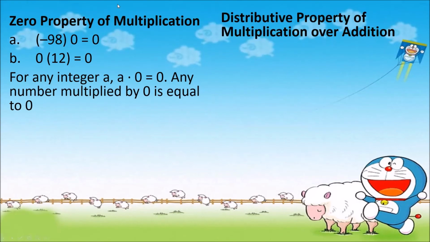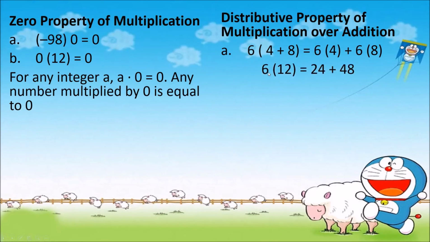Now, the distributive property of multiplication over addition. Example: 6 times the quantity of 4 plus 8 is equal to... pwede nating i-multiply muna, bring down 6, then the sum of 4 plus 8 is 12. Or multiply one by one, 6 times 4 and 6 times 8. And 6 times 4 is 24, and 6 times 8 is 48. Then the product of 6 times 12 is equal to 72, and 24 plus 48 is 72.